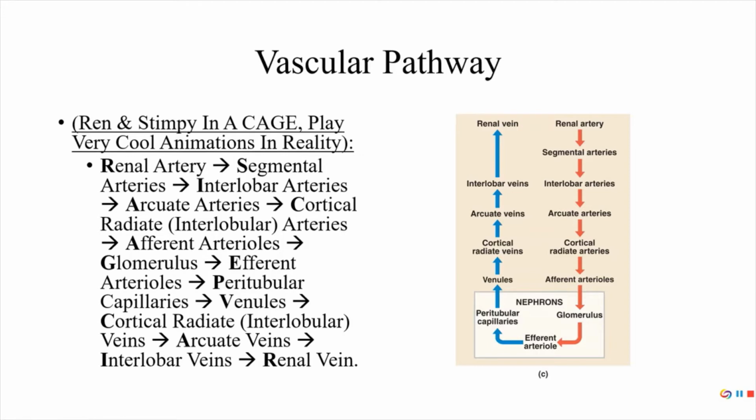You can see if we start at the renal artery, to segmentals, to interlobar, to arcuate, to cortical radiate, to afferent arterioles, takes us to the glomerulus, to the efferent arterioles, out the peritubular capillaries, to the venules, to the cortical radiate, to the arcuate, interlobar veins, and renal vein. And we take this loop, okay? Ren and Stimpy in a cage play very cool animations in reality.